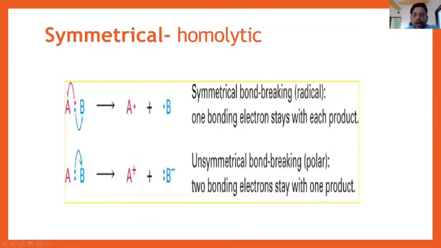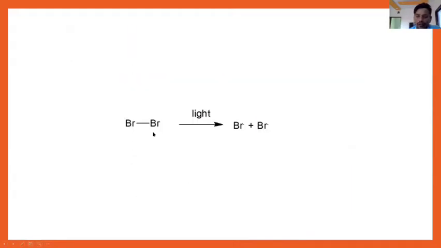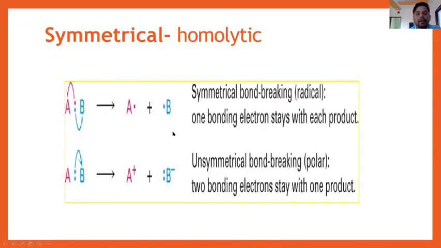When an atom has a single electron, it is known as a radical. Radical reactions are a part of photochemistry, which you will see in the future when you study organic chemistry in depth. So what you have to remember is that when a molecule is homolytically broken or symmetrically cleaved, it results in the formation of A radical and B radical. One bonding electron stays with each atom.